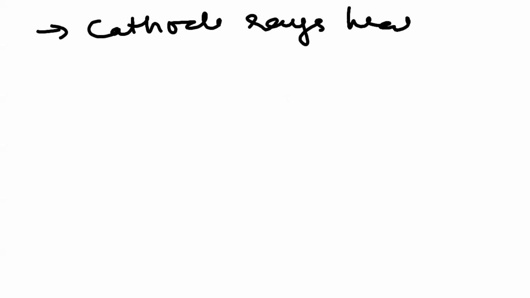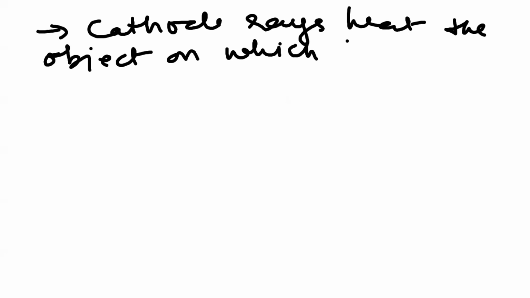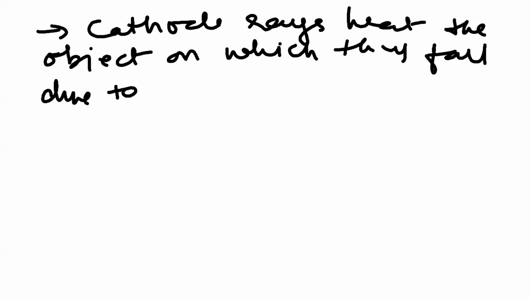Cathode rays heat the object on which they fall. Okay, they heat the object on which they fall. Now, why does heating take place? Can you tell me why heating takes place? No, not that. If you put pressure on any object, it will produce heat due to friction. No, no, no. We have to be logical. See, basically, it falls due to transfer of kinetic energy.